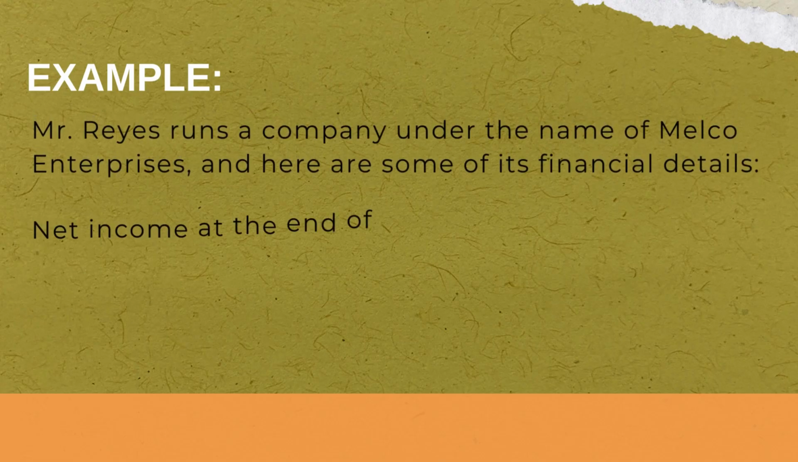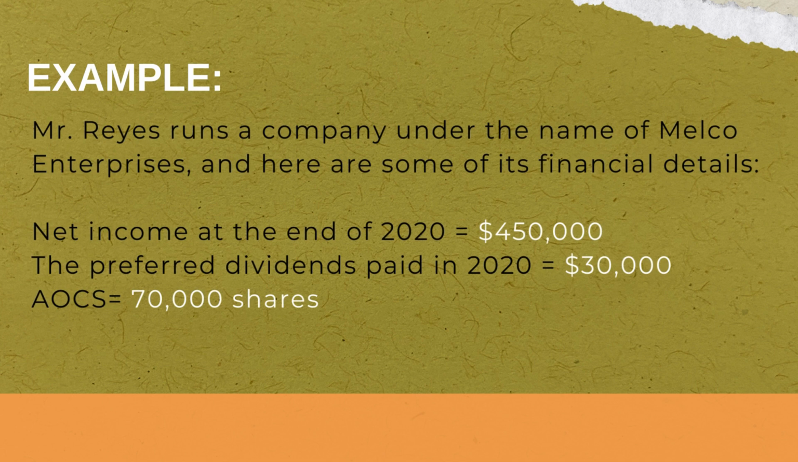Here is an example. Mr. Reyes runs a company under the name of Malco Enterprises, and here are some of its financial details. Net income at the end of 2020 is equal to $450,000. The preferred dividends paid in 2020 is equal to $30,000, and its average outstanding common shares is equal to 70,000 shares.